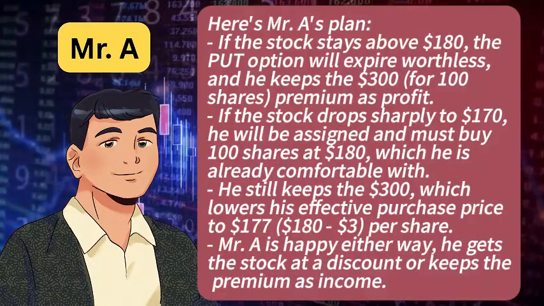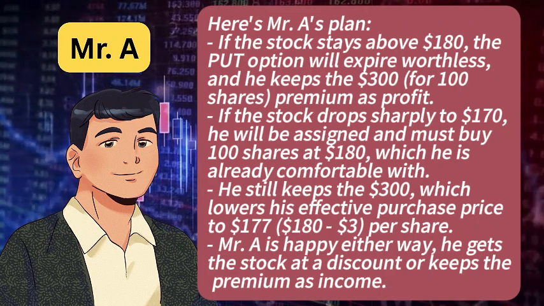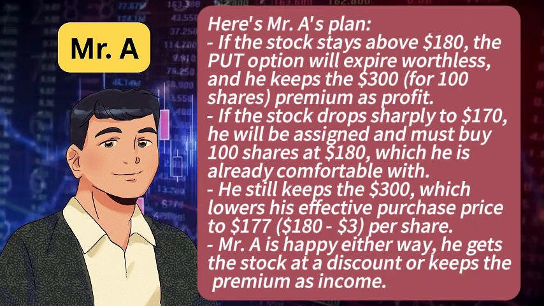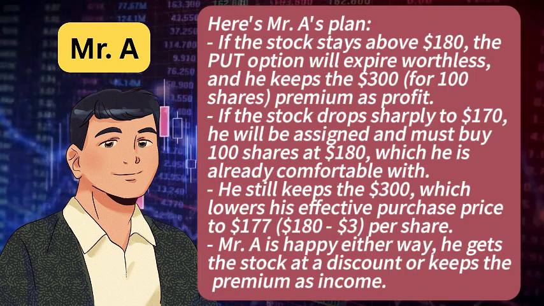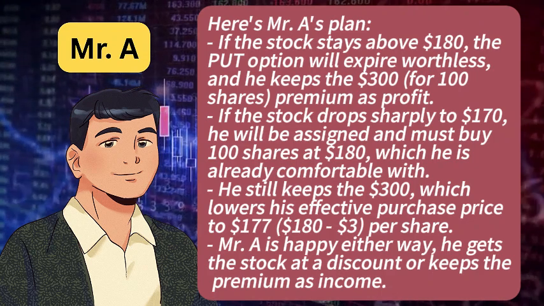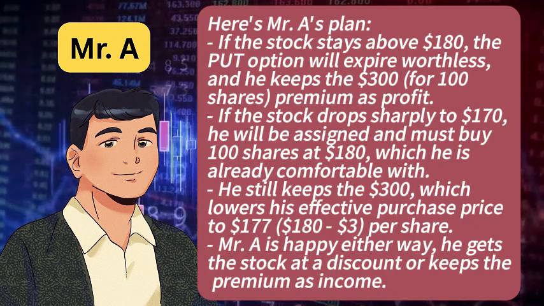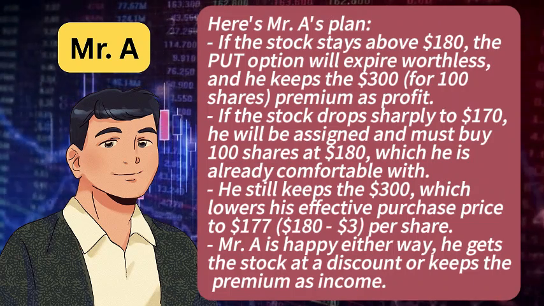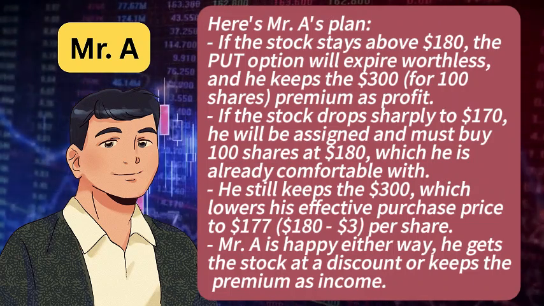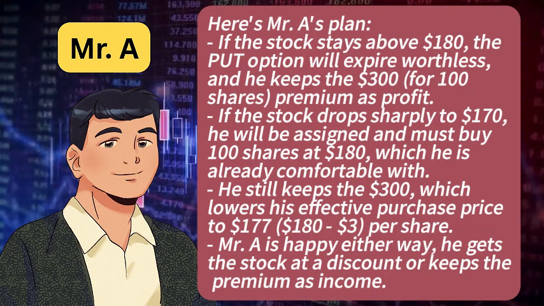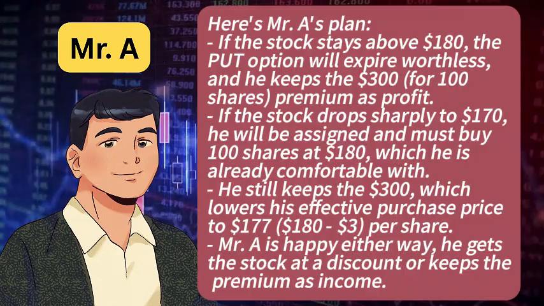Here's Mr. A's plan. If the stock stays above $180, the put option will expire worthless, and he keeps the $300 premium as profit. If the stock drops to $170, he will be assigned and must buy 100 shares at $180, which he's comfortable with. Plus, he still keeps the $300, which lowers his effective purchase price to $177 per share. So, Mr. A is happy either way. He gets the stock at a discount or keeps the premium as income.